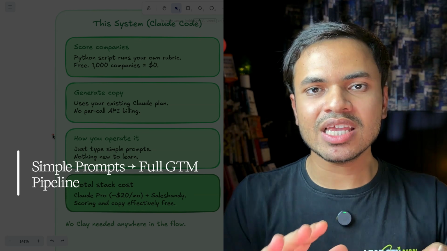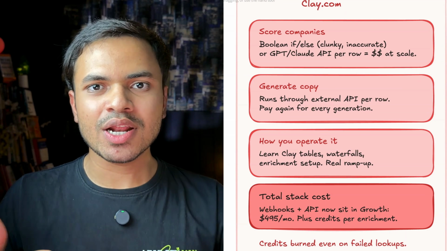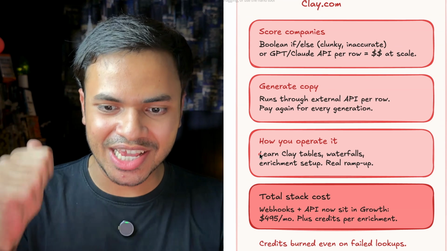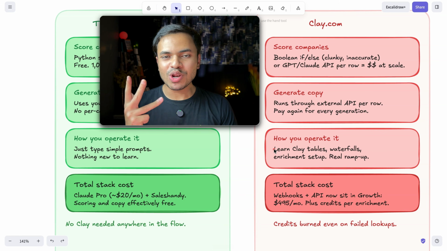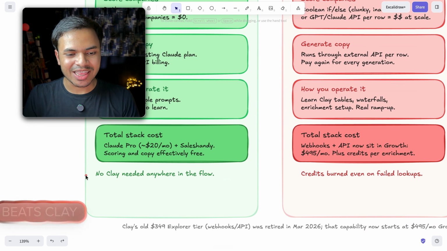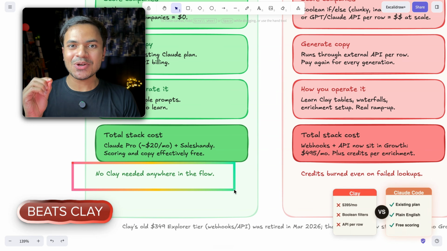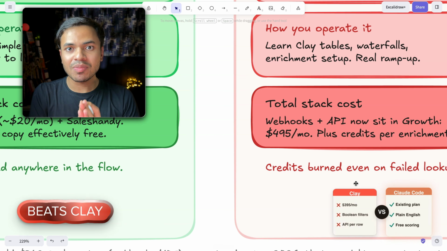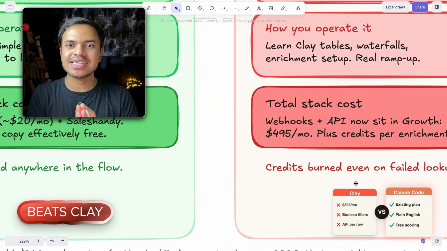You don't need to know anything about GTM or any prior experience on running cold email campaigns. Whereas in Clay, you first of all need to understand Clay tables, how you can set up the enrichment, Boolean filters and multiple other things. And the best part about this workflow is you don't need to use Clay anywhere. So you don't need to pay those $395 per month just to get that webhook and API access of Clay.